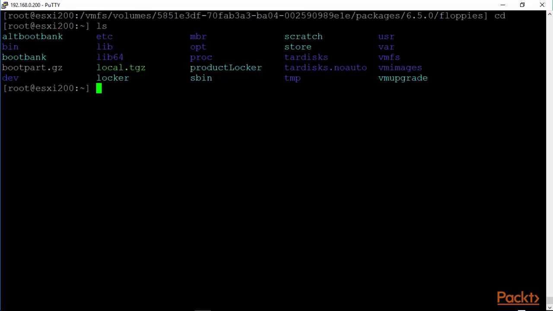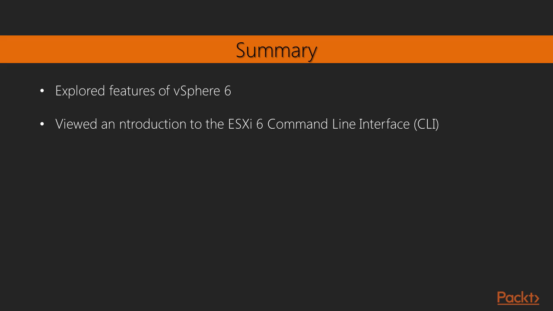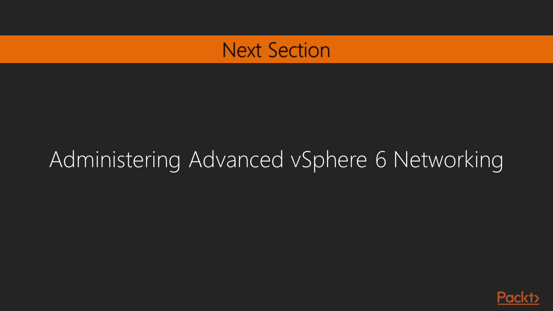The rest of the course is all completely based on labs, and the labs are with the web client, and also I go into the command line quite a bit. So by the end of the course, you will feel very comfortable working with the command line for all aspects of VMware vSphere 6.5. In this section, we explored the contents of our course. We also had a brief introduction to VMware vSphere 6.5, and we are going to be looking at administering advanced vSphere 6 networking in the next section. I look forward to seeing you there.